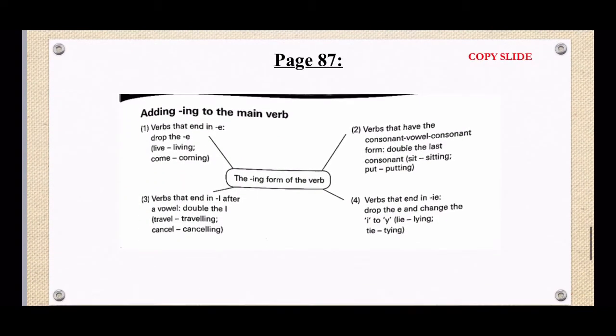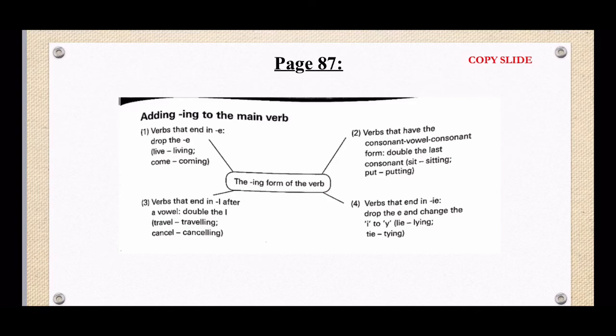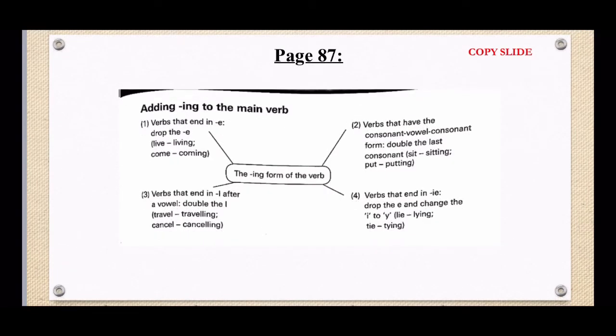Okay, so on the next page, page 87, we have adding ing to the main verb. We have a little mind map or diagram of how to add ing to a main verb. Number 1 says verbs that end in e. You need to drop the e. For example, if I say live, I take the e away and it becomes living. I'm adding the ing. Another example, come. If I take the e away and add ing, it becomes coming.